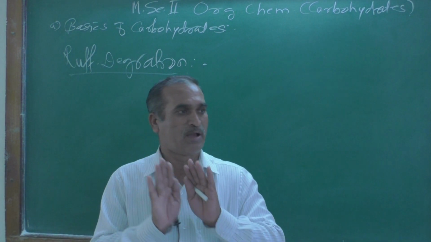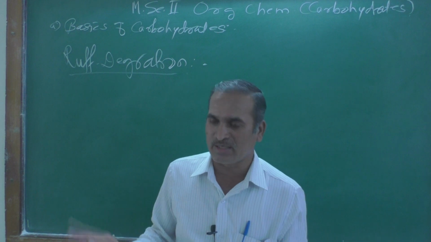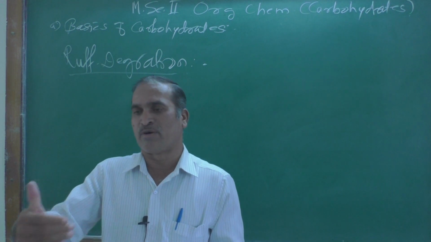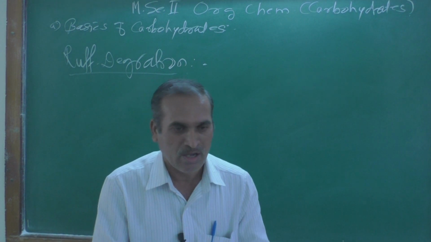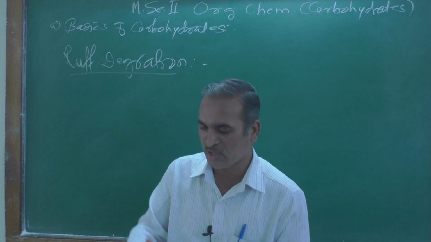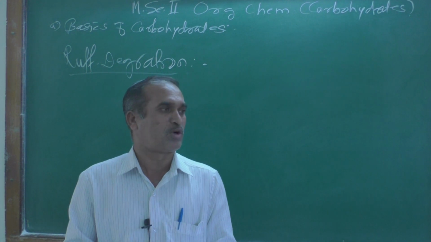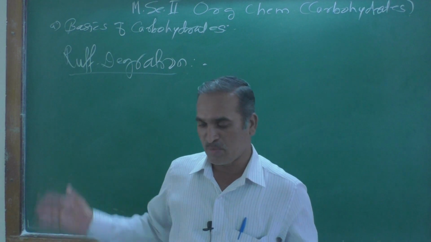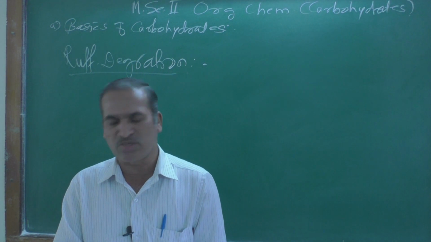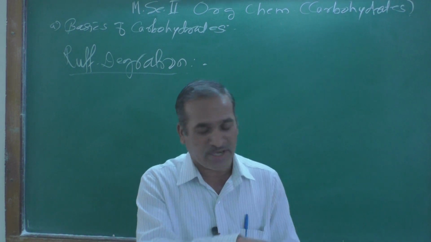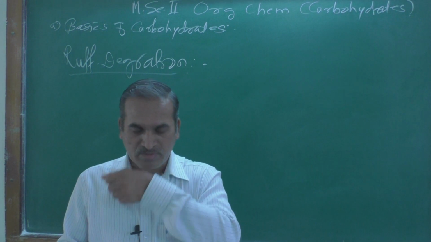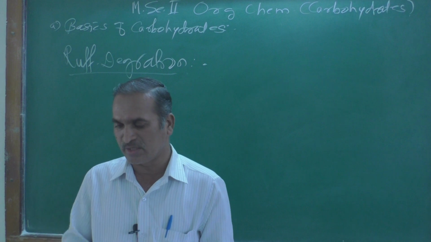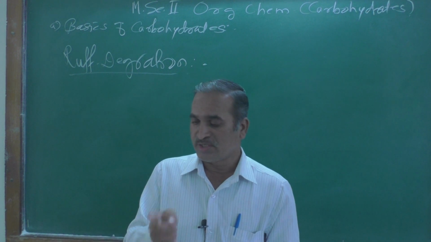These words give a very clear idea what kind of group is present in that organic compound, or in this particular case, what we are discussing is a carbohydrate. And Ruff degradation, in 1898 the scientist named that Ruff degradation.